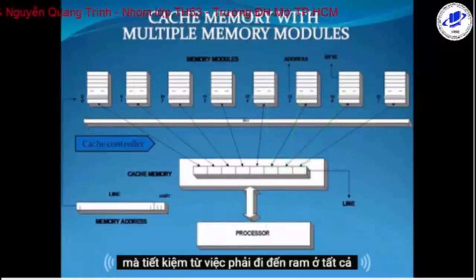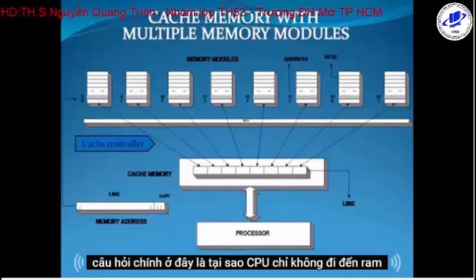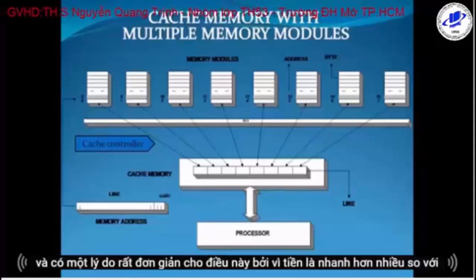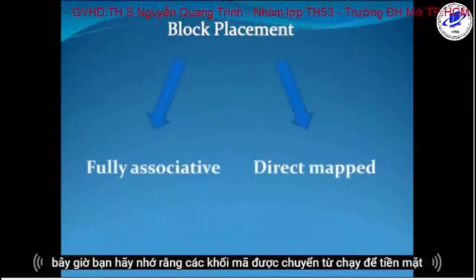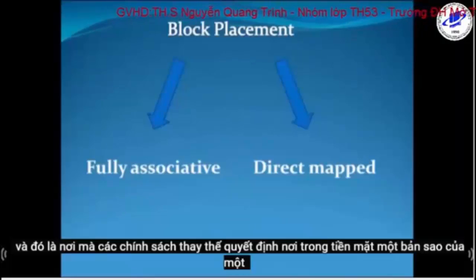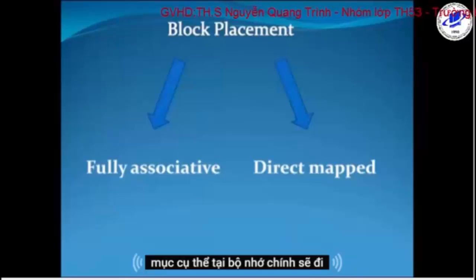That saves it from having to go to RAM at all. The main question here is why the CPU just doesn't go to RAM, and there is a very simple reason for this, because cache is much faster than RAM. Now you remember that blocks of code are moved from RAM to cache, and that's where the replacement policy decides where in the cache a copy of a particular entry of main memory will go.